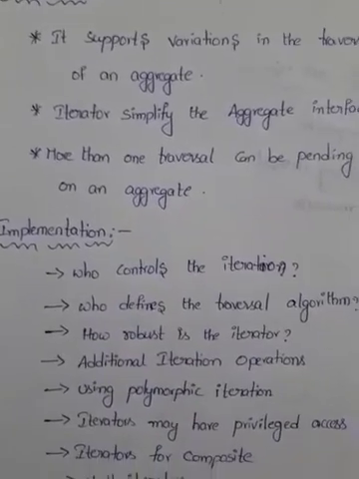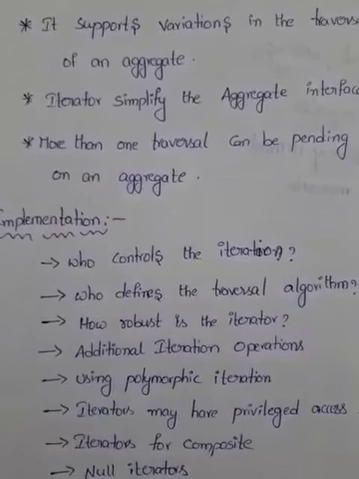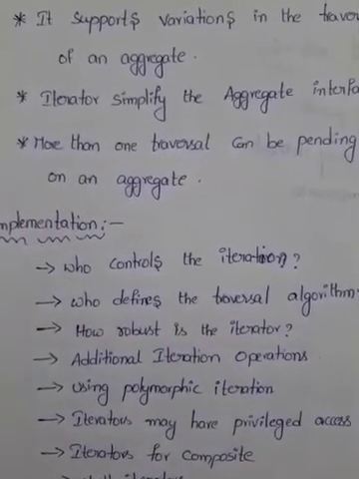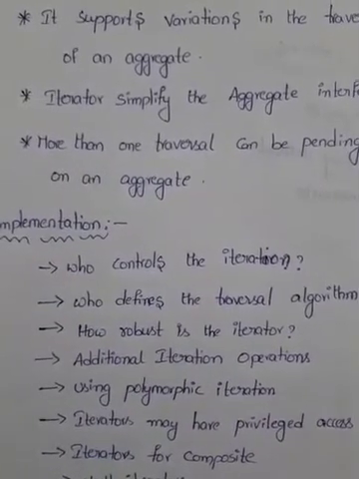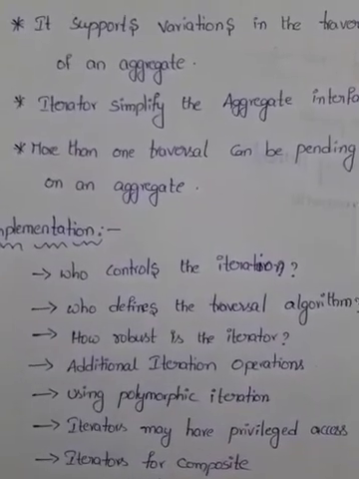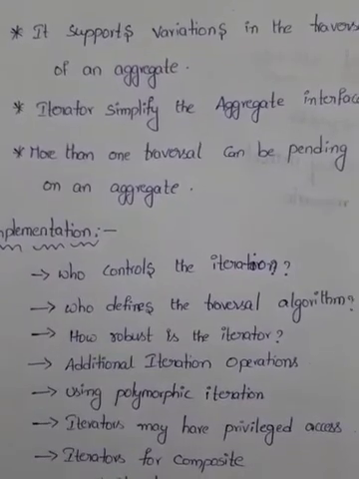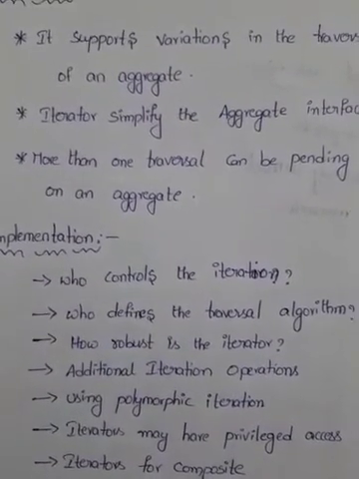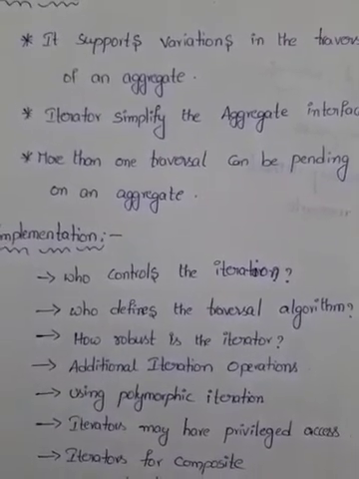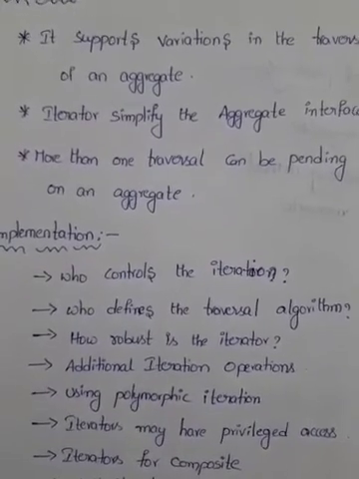The first one is who controls the iteration. A fundamental issue is deciding which party controls the iteration: the iterator or the client that uses the iterator. When the client controls the iteration, the iterator is called an external iterator, and when the iterator controls it, the iterator is an internal iterator. That means a client that uses an external iterator must advance the traversal and request the next element explicitly from the iterator.